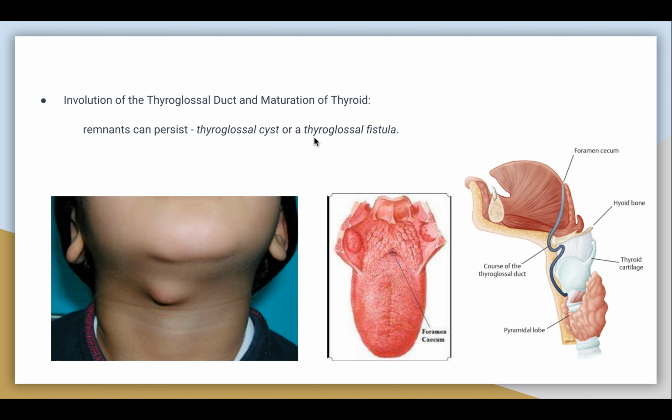Okay? A fistula is an abnormal connection. So the fistula can be there if there is no involution, or no eventual destruction. And if there is a fistula, you can have an accumulation of fluid there that can be infected, okay, as a thyroglossal duct cyst.